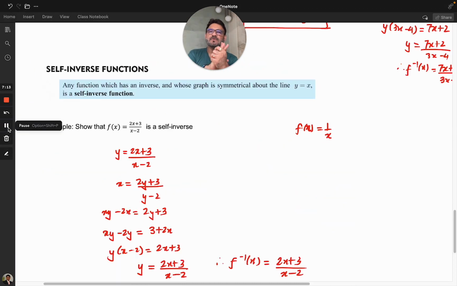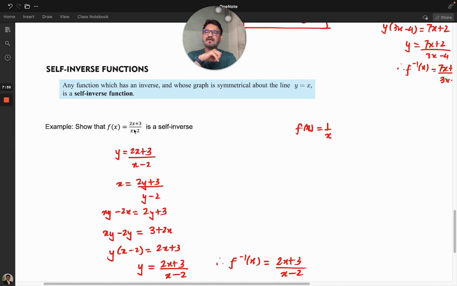The next concept is of self-inverse. For a self-inverse function, if you start with a function and you find the inverse, it will result in the same function. Any function which has an inverse and whose graph is symmetrical about line y is equal to x and falls on itself is called the self-inverse.